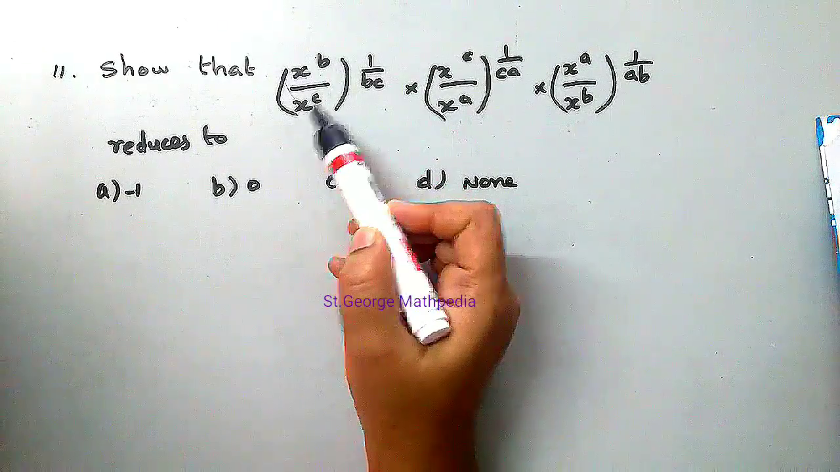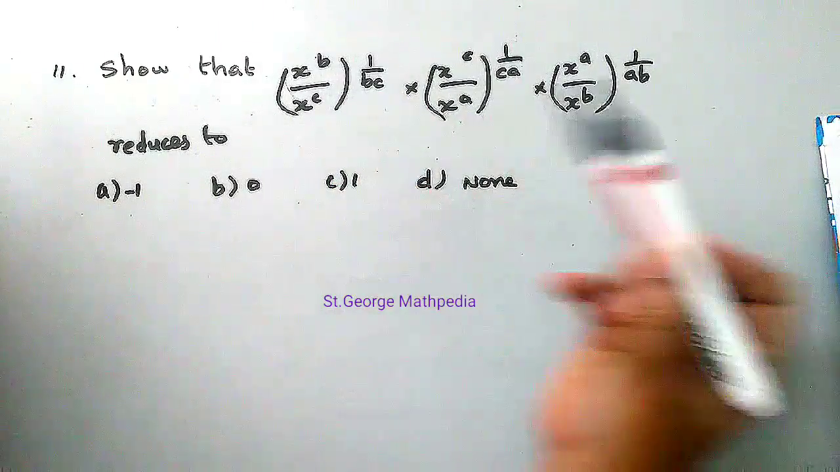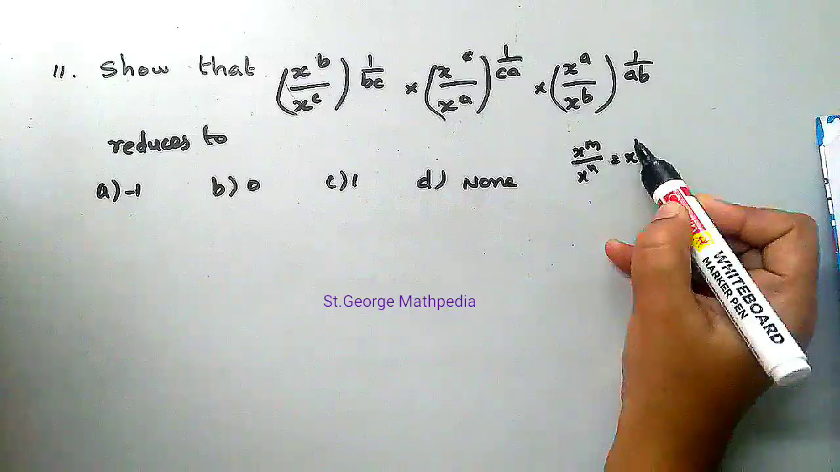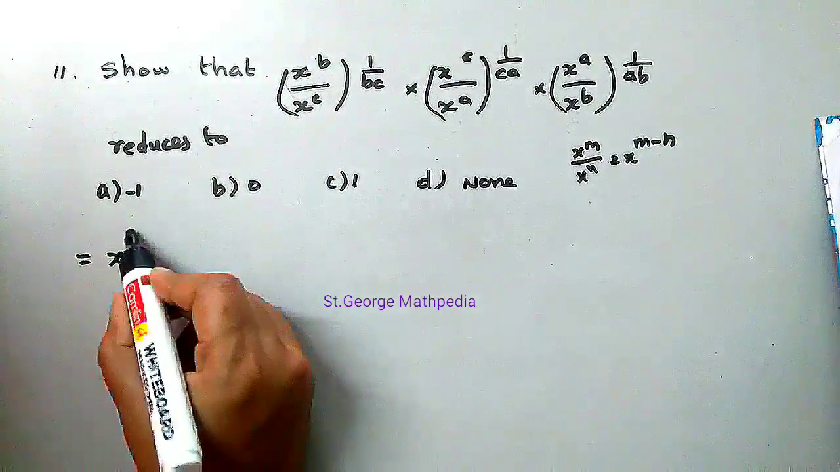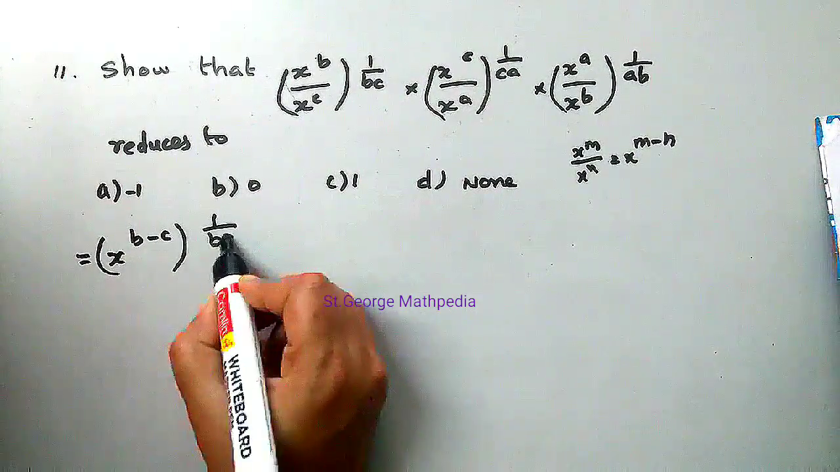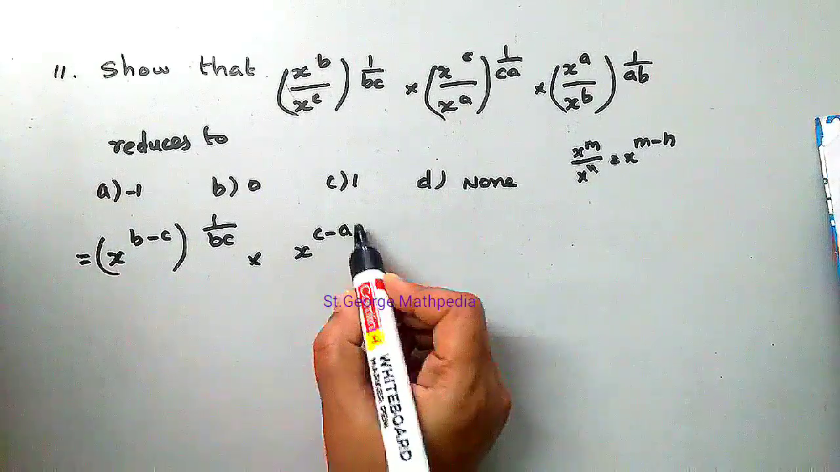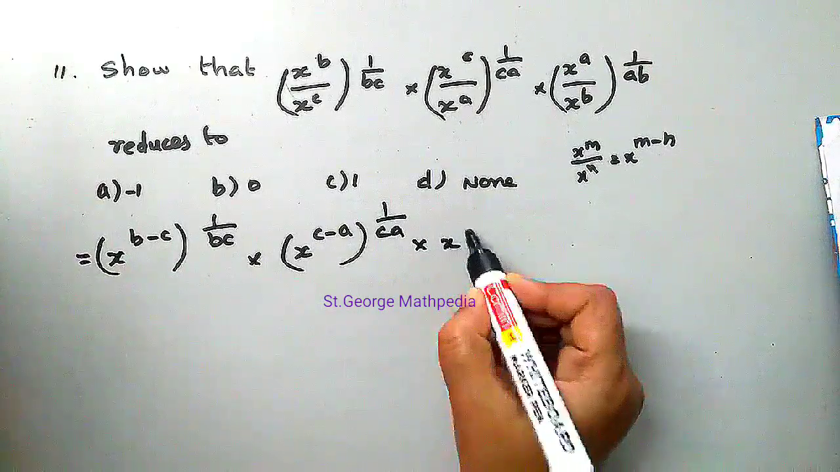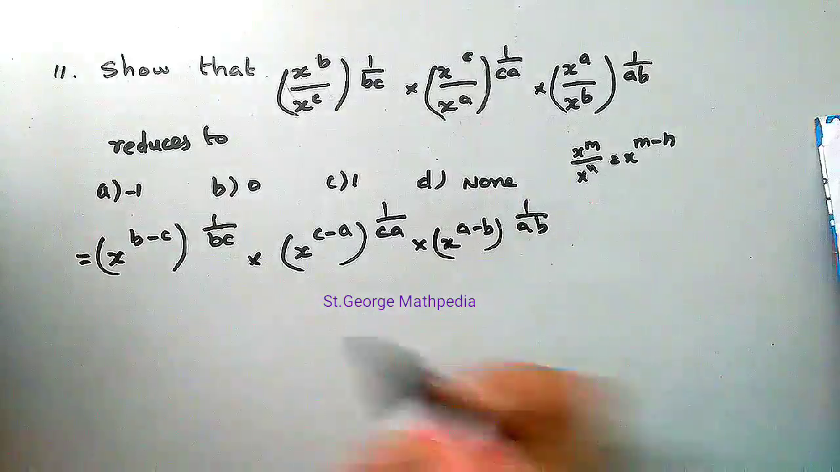x to the power b by x to the power c, the whole to the power 1 by bc. So you can write this x power m by x power n. What is it? x to the power of m minus n. So you can write this as x to the power of b minus c, whole to the power 1 by bc. Similarly, let's write the other two. x to the power of c minus a, whole to the power 1 by ca, into x power a minus b, whole to the power 1 by ab.